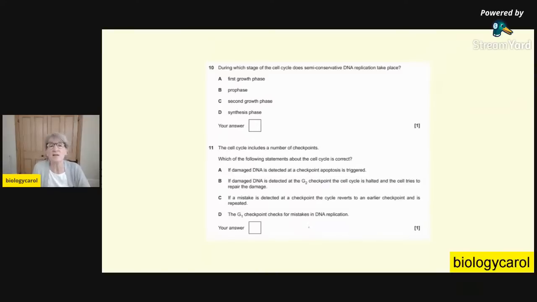During which stage of the cell cycle does semi-conservative DNA replication occur? It is the synthesis phase. It is the only phase in which it happens, so it is D.